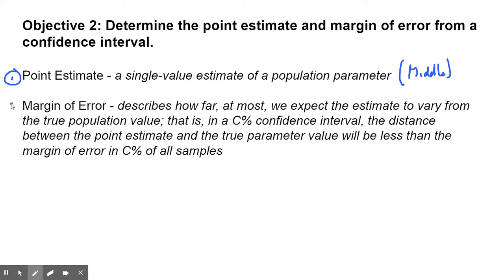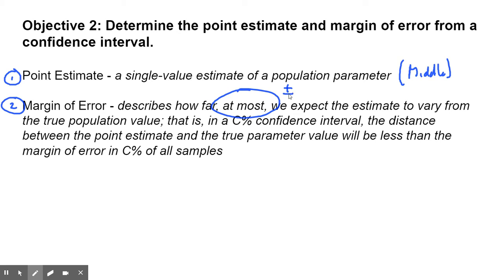And then the second part is the margin of error. Again, because we don't think that that single value is necessarily going to be true, we have to have a margin of error that goes to the left of that single value and the right of that single value to give us our interval. So again, the margin of error describes how far at most we'd expect the estimate to vary from the true population value, from that true value in the center. Again, when you see at most, that means plus or minus. That means to the left and to the right.